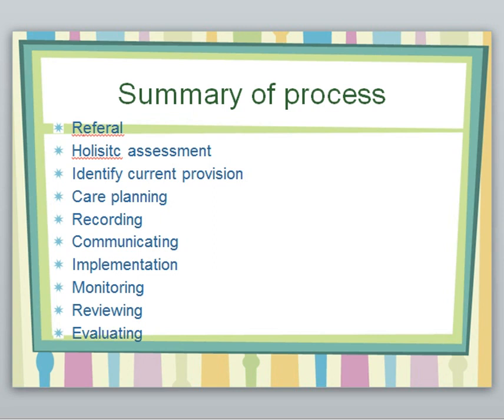So identifying current provision is looking at what resources are required to meet the individual's needs, and also what resources are already in place. So if you've got services or support around a particular issue already, there is absolutely no point duplicating that process. So you would then be able to create a picture of support from looking what's already in place, and that would feed into your care plan, which is the next stage.